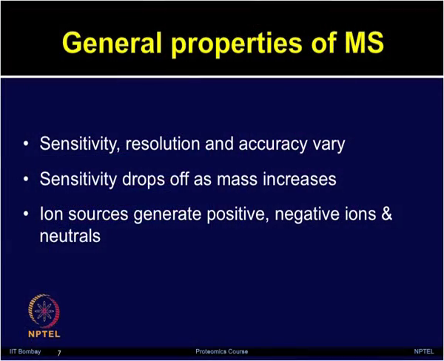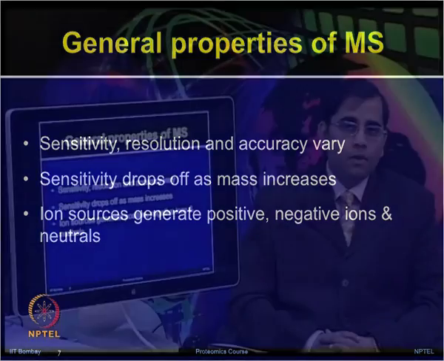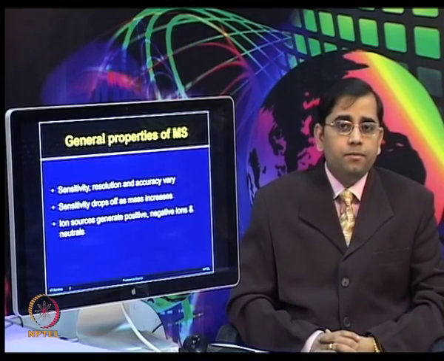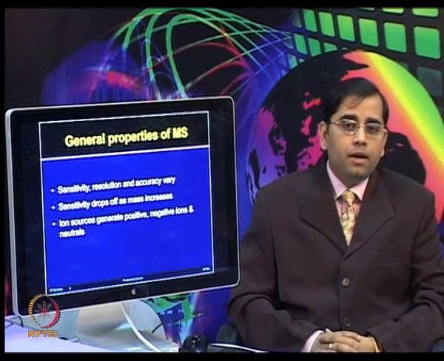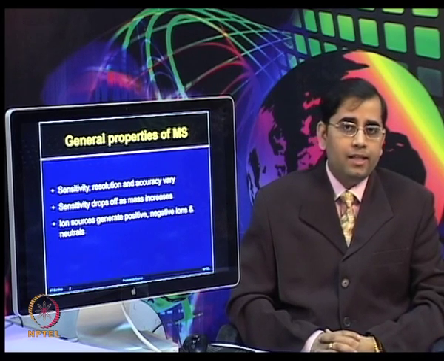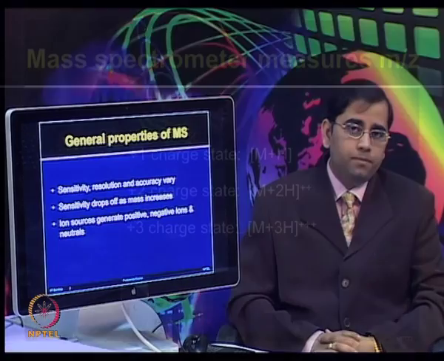Ion sources generate positive, negative and neutral species. The neutrals obviously cannot be focused or accelerated by the ion optics. So, one can analyze either positive or negative ions. The positive ions have an adduct, which is typically a proton, and sensitivity for negative ions is generally lower.